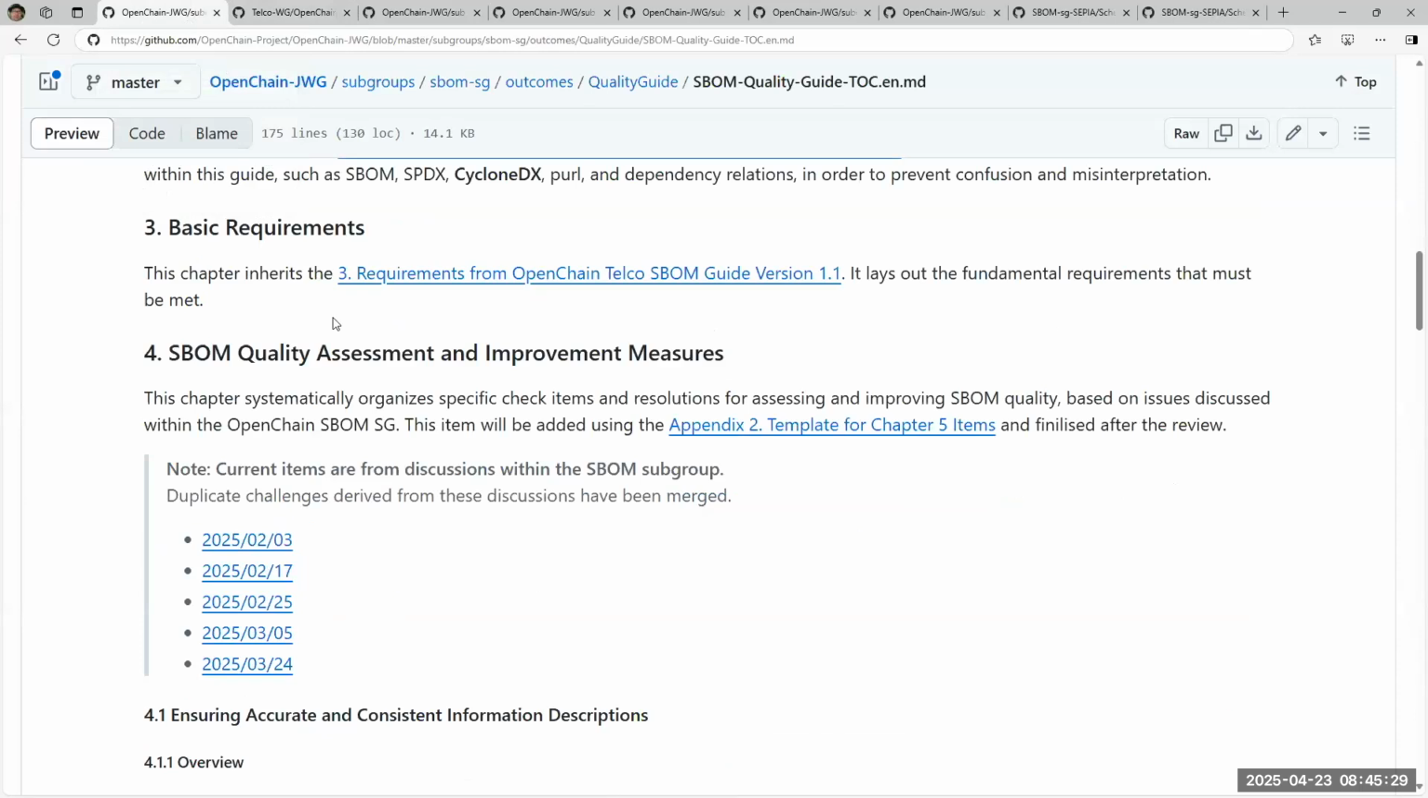So if you want to use this OpenChain's new SBOM quality guide, we should also check the OpenChain Telco SBOM guide? We need two documents? No, the text will be copy pasted inside, so you won't need both documents in your hand.